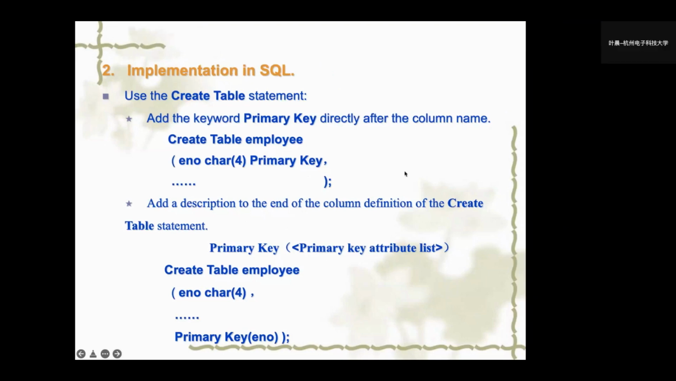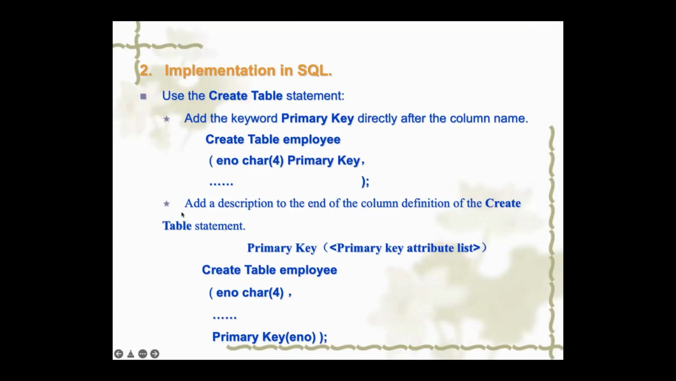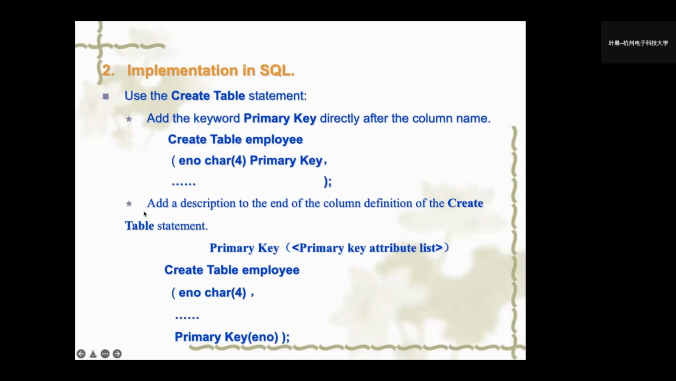And for the implementation in SQL, we can use the CREATE TABLE statement. For example, we can add the keyword PRIMARY KEY directly after the column name. Let's say you want to create a table employee. If you want to make sure that ENO is the primary key of this table, you can add PRIMARY KEY just after the definition of this column. So it's about adding a description to the end of the column definition in the CREATE TABLE statement.